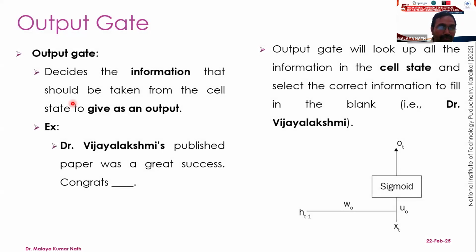Now we'll look into the output gate, which is the third gate. What is this output gate? This output gate will decide what will be the output of this cell state, or it decides the information that should be taken from the cell state to provide the output. That means the output gate will take the information from the cell state and generate the predicted output, or the output in this case.